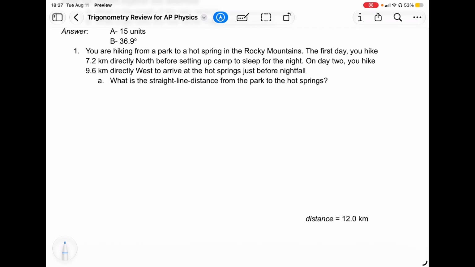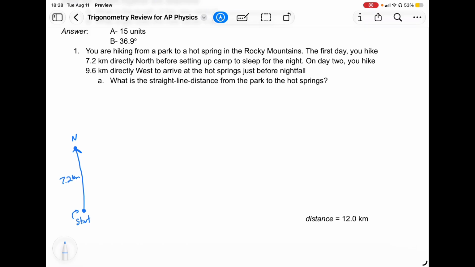So practice problem 1, we're hiking from a park to a hot spring in the Rocky Mountains. On the first day, you hike 7.2 kilometers directly north. So let's make a vector for that, 7.2 kilometers directly to the north, before setting up camp to sleep for the night. So this was our start right here, start.